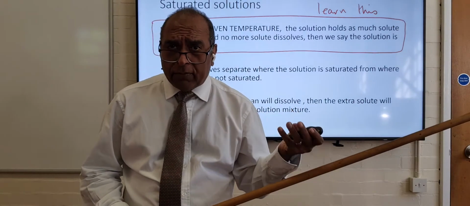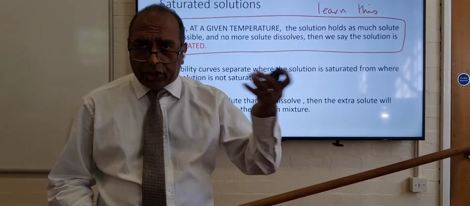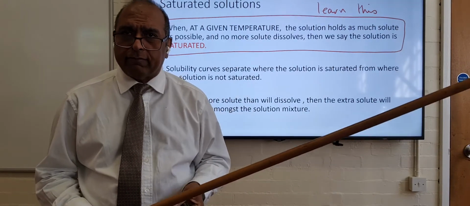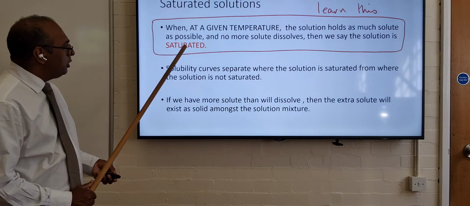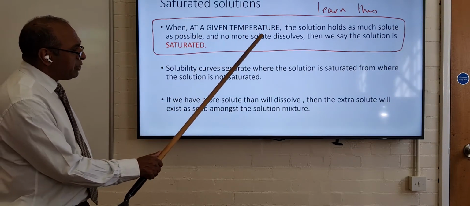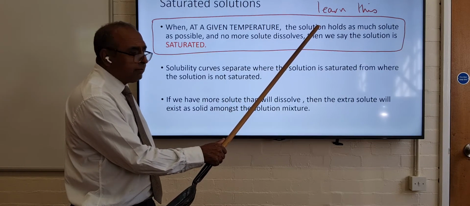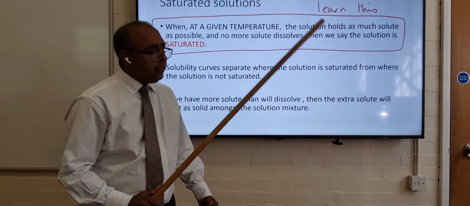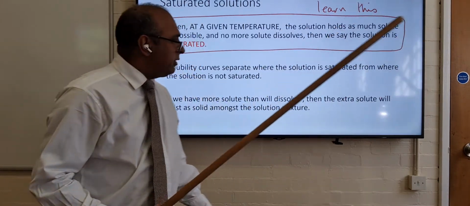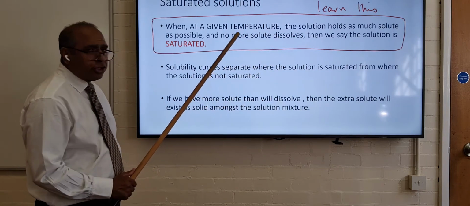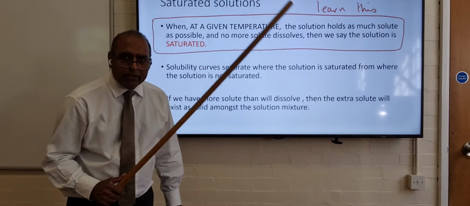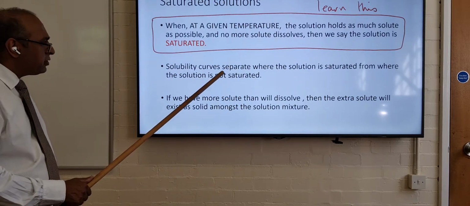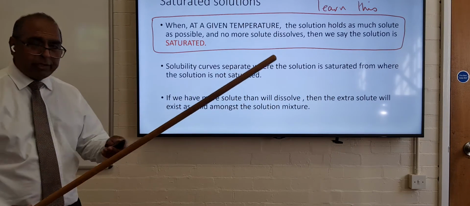That means that the maximum amount that's going to dissolve has dissolved, and the extra after that will just float around or sink or hang around in the mixture, it will not dissolve. I want you to learn this. When at a given temperature the solution, that's the mixture, holds as much solute, that's the dissolved stuff, as possible, and no more solute dissolves, then that solution is saturated. Solubility curves separate where the solution is saturated from where the solution is not saturated. So let's go back.